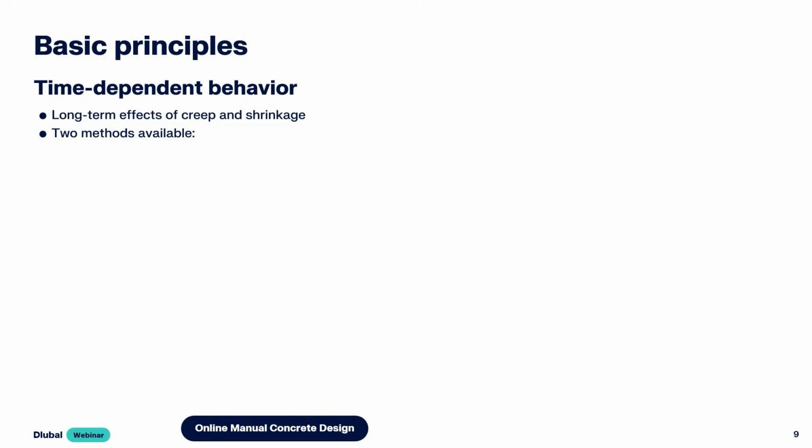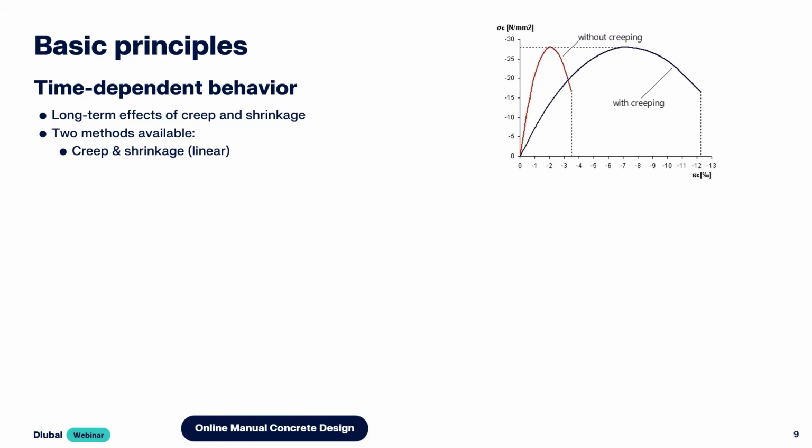Two methods are available for accounting for this directly. The first is the creep and shrinkage linear analysis method. Here, the static deformation is calculated once using the unmodified stress-strain curve of the concrete, shown here by the red curve. Then, for the state after, for example, 50 years, a stretched stress-strain curve is used instead. This curve is stretched by means of the creep coefficient with respect to strain.